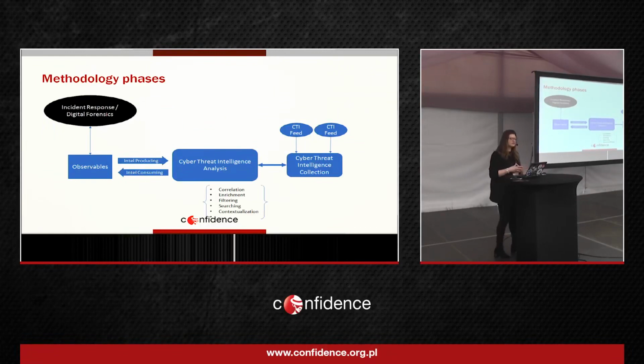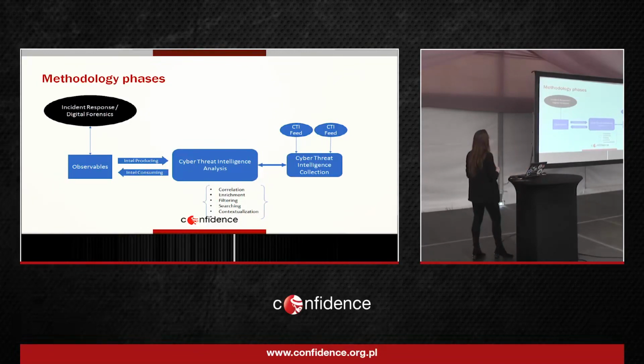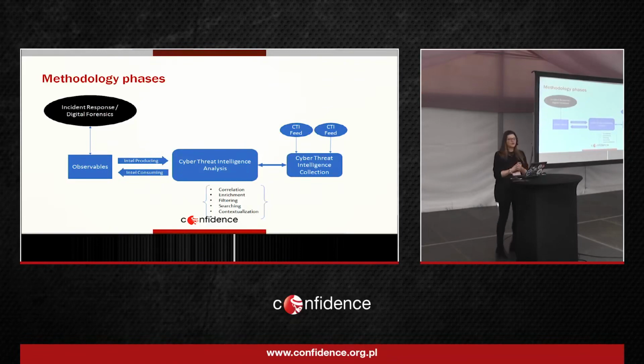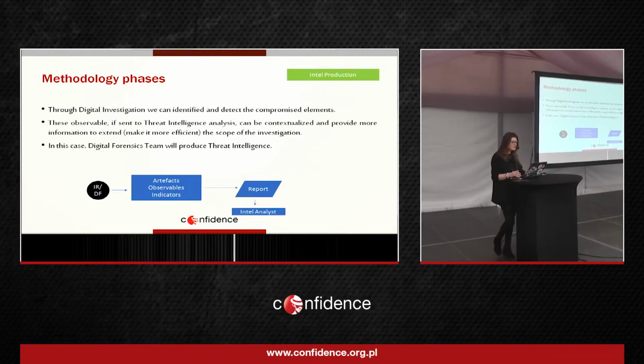But this part, incident response and forensics, how we collect it, because we found this kind of information about the intelligence consuming and producing. So we found the part of correlation, enrichment, filtering, search, and also the contextualization part. So we start then to merge this part with the cyber threat intelligence collection. We can identify with this kind of investigation all the compromised elements. So we can have, for example, the observable indicators and the reports with the output of intelligence analysis.